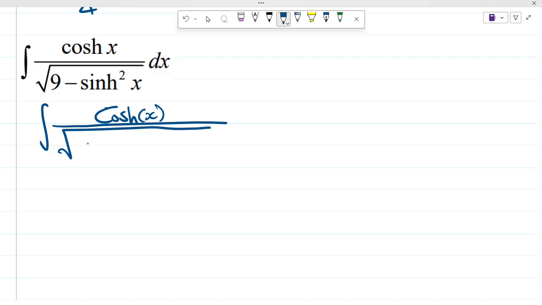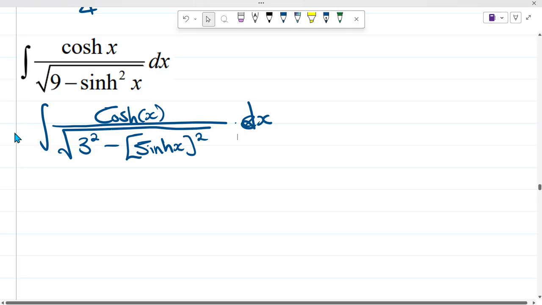So here I can change this 9 to 3 squared. I want to, so I changed it. So hyperbolic sine of x squared dx. Did I do anything to this question? Definitely I haven't done any damage to it. So what's left here? Now I'm about to do some damage to it. Now I want to destroy this question. So how are we going to destroy it?